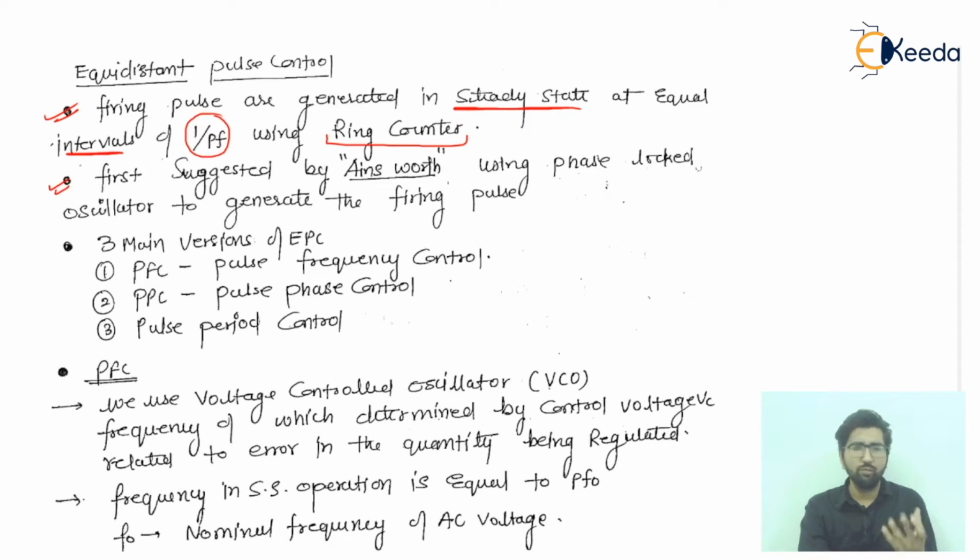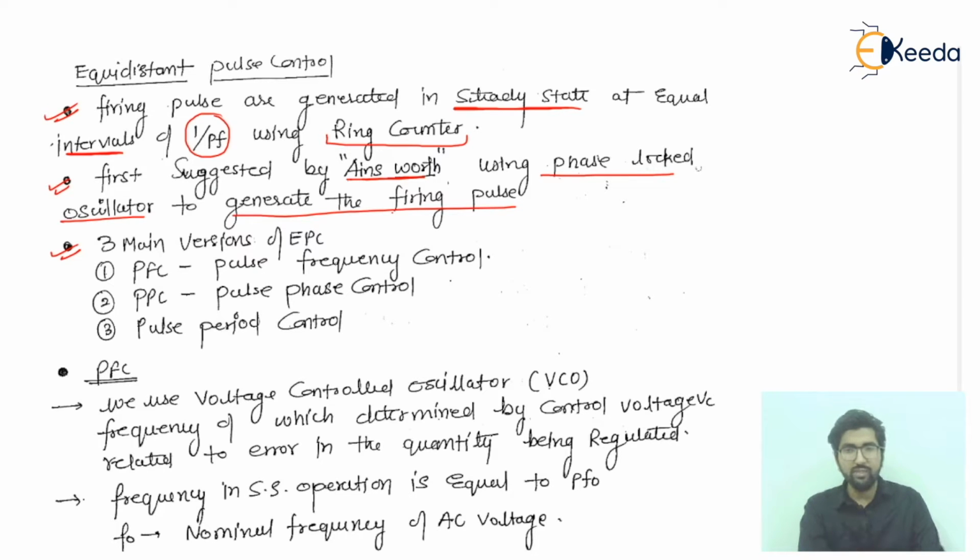Now the second point. The one who suggested this first was Ainsworth, and he used the phase locked oscillator to generate the firing pulse. There were three main versions of the EPC schemes, that is the equidistance pulse control. What are they?